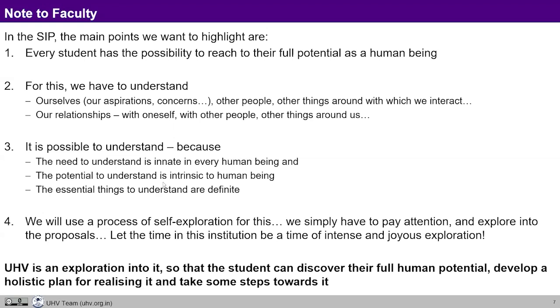Then we'll use a process of self-exploration for this. You simply have to pay attention and explore into the proposals. Let the time in this institution be a time of intense and joyous exploration. UHV is an exploration into it so that the student can discover their full potential, develop a holistic plan for realizing it, and take some steps towards it.